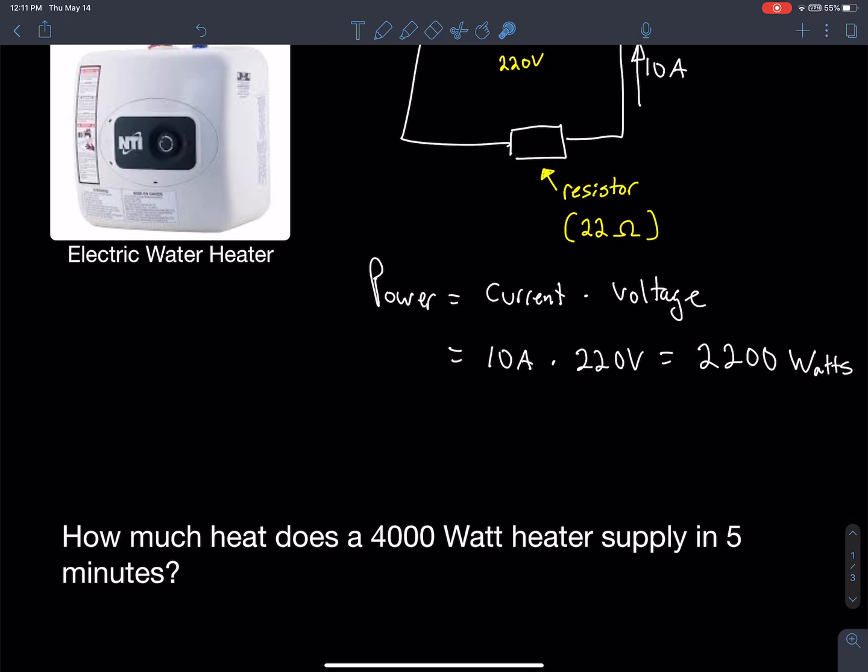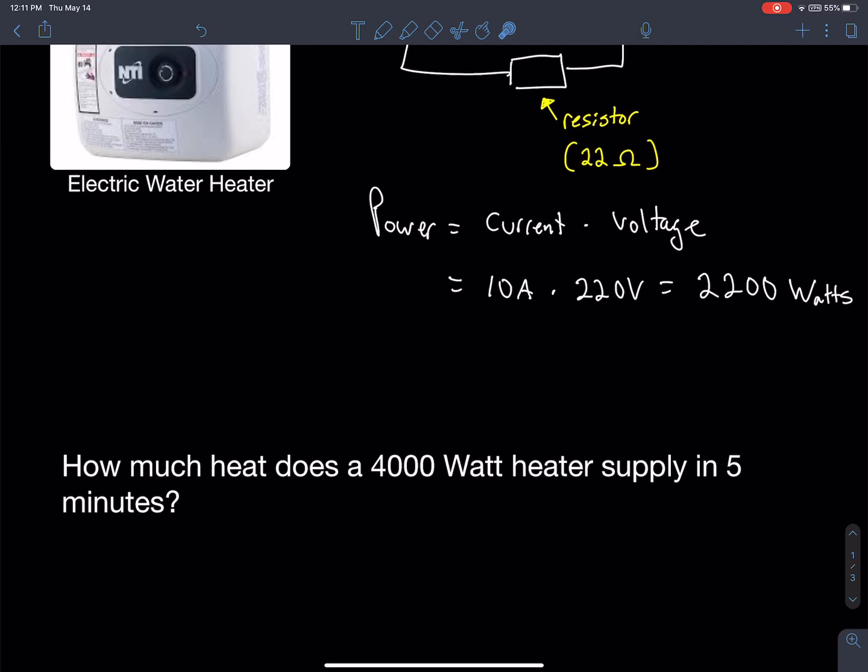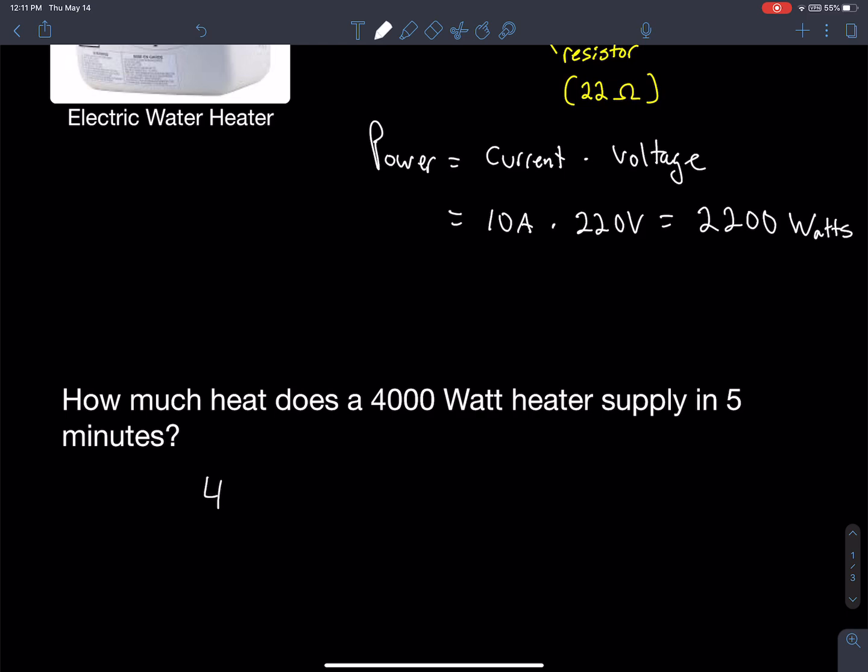Okay, so using that 2,200 watts, what can we do with it? Well, instead of 2,200 watts, because that's kind of weak, let's take a look at a 4,000 watt heater. So how much heat does a 4,000 watt heater supply in 5 minutes? So after building that circuit and making a 4,000 watt heater, how much heat would be supplied in 5 minutes? So what I have to remember is, what's a watt? Okay, so 4,000 watts is equal to 4,000 joules per second. Okay, so that's the rate of energy being put into my water heater.